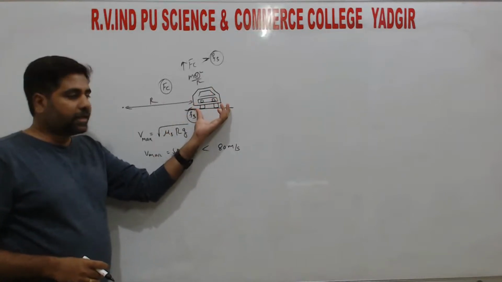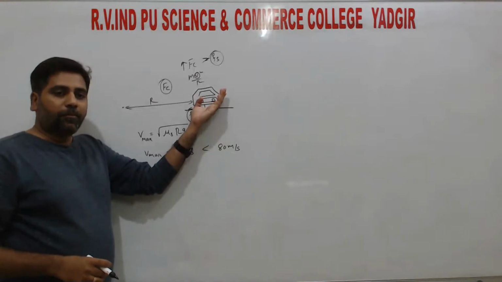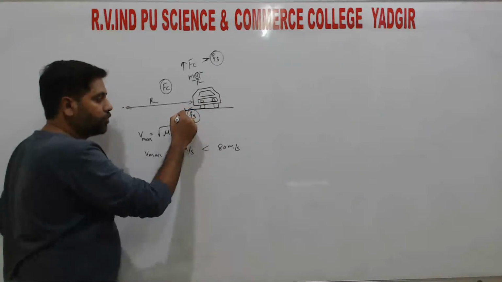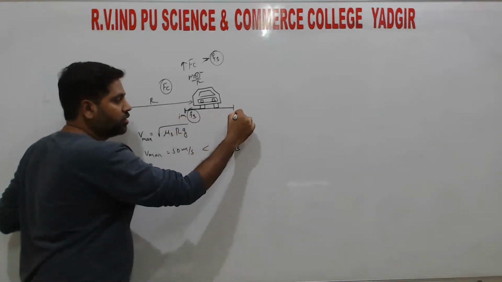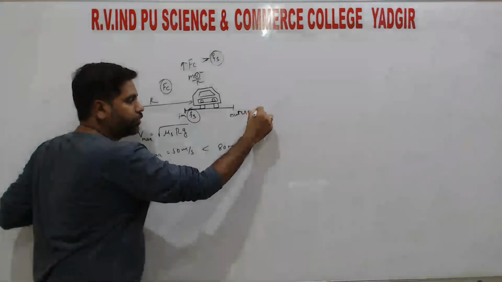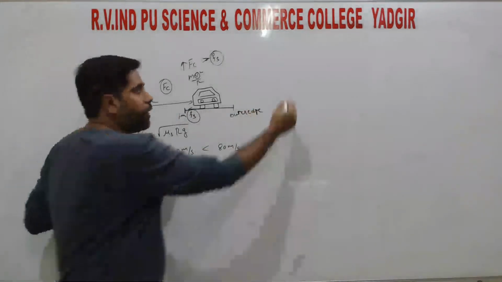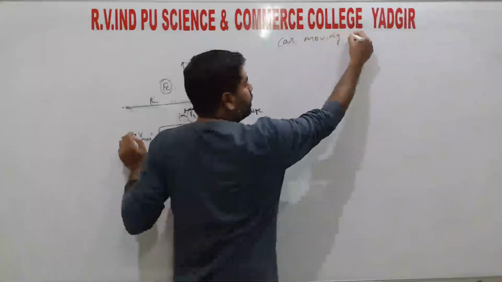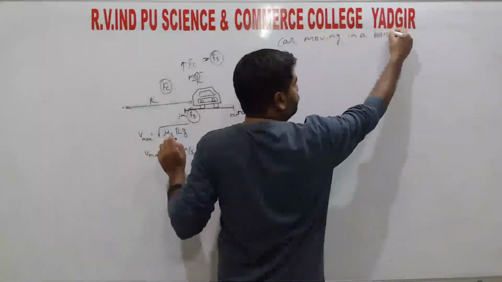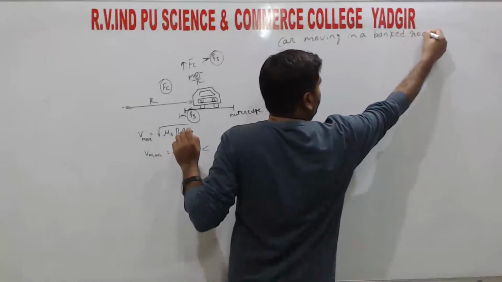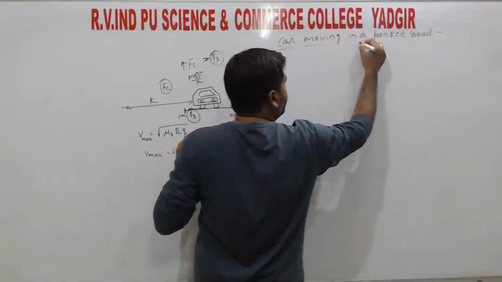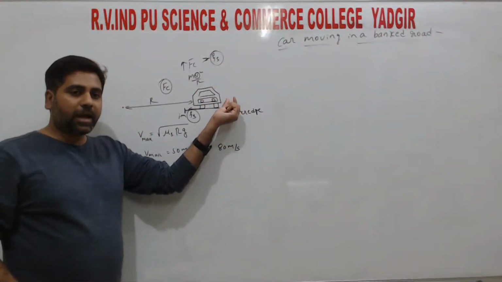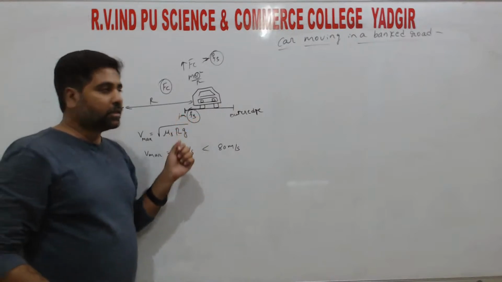So for the vehicle to move with a higher maximum speed in a circular path, one edge of the road is made a little higher. If we consider this as the inner edge and this as the outer edge, that is a banked road. Banked road means the outer edge of the road is made a little above the inner edge.